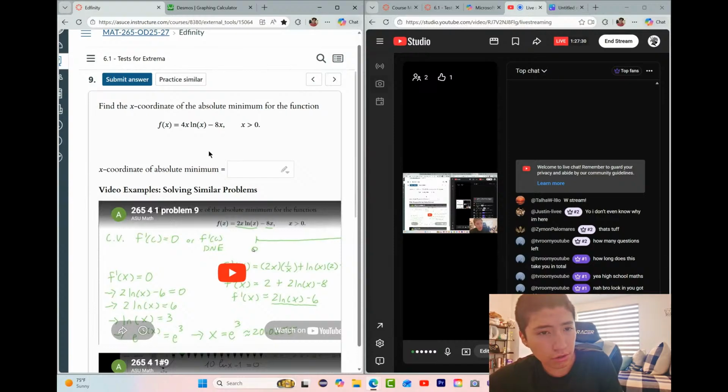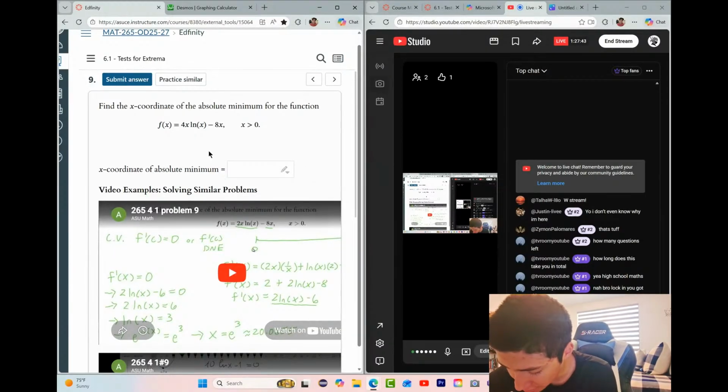Find the x coordinate of the absolute minimum for the function. Absolute minimum. Okay, so let's find the derivative. F prime of x equals.